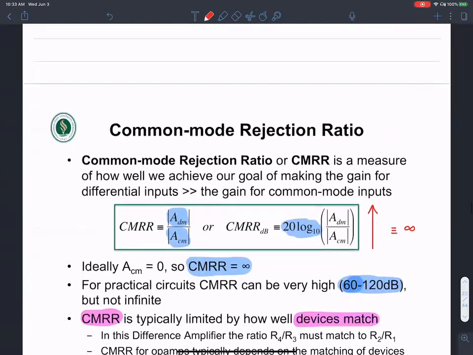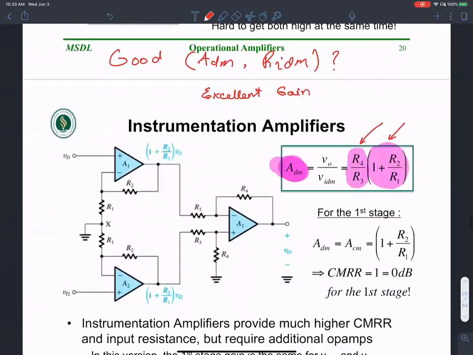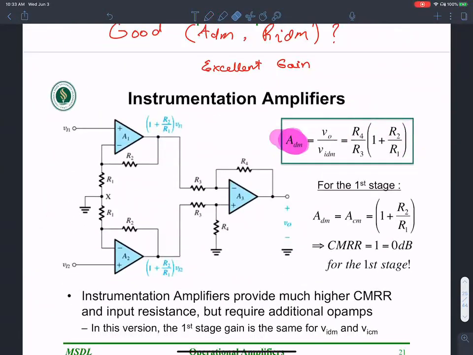Let's see the gain in case of an instrumentation amplifier. The gain of an instrumentation amplifier is R4 over R3 times something else. It seems there is a significant multiplication of the gain. So it seems the instrumentation amplifier is giving us an improvement over the regular difference amplifier in terms of the gain. Pretty good. Let us see the input resistance.